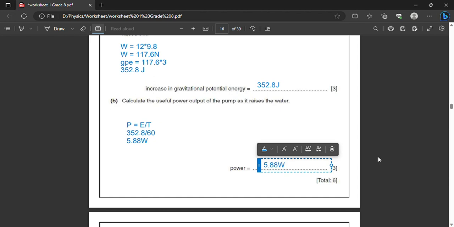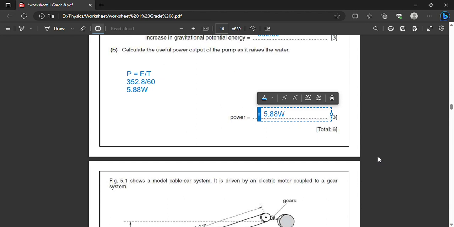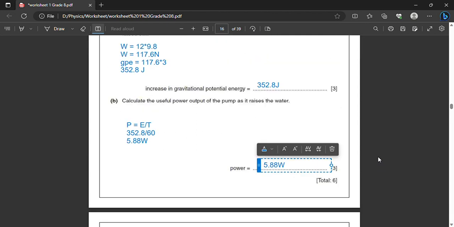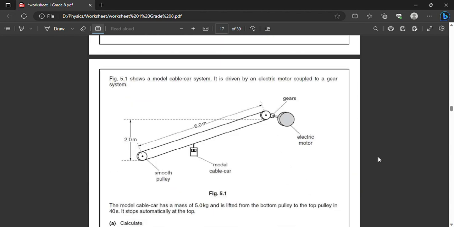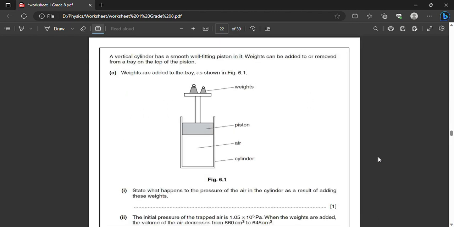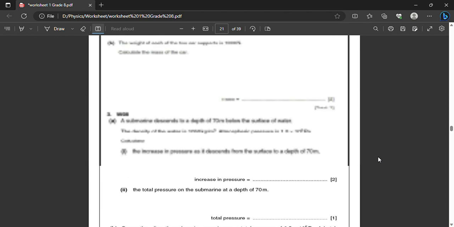So we can write power equal to 5.88 watts. Unless they specify in the question that we should write a whole number, we should write it as a decimal number because that will be more accurate. So the next question we can do is, let's do this question.